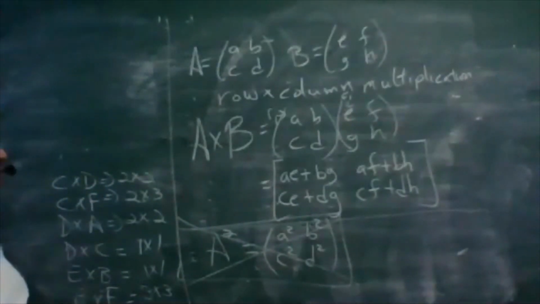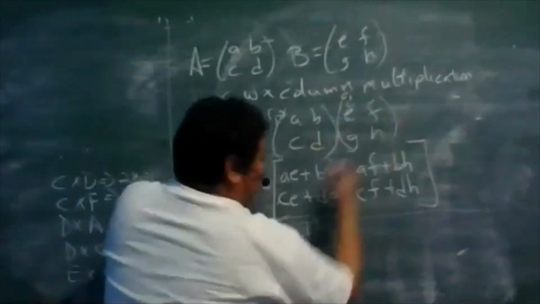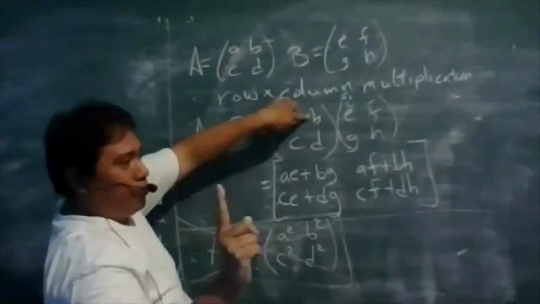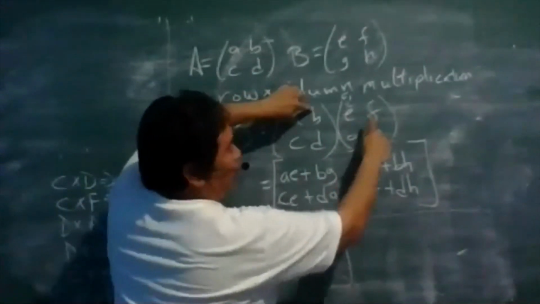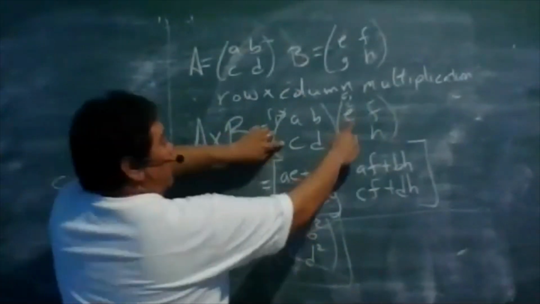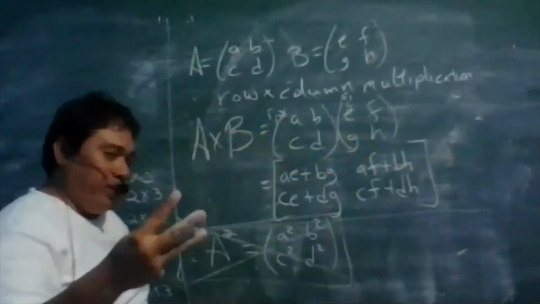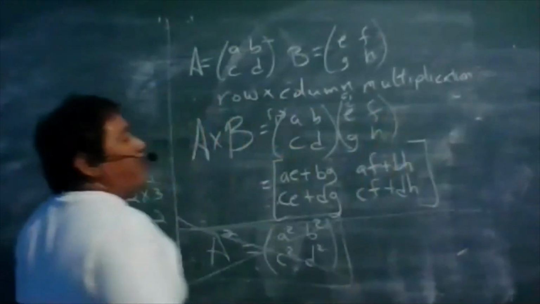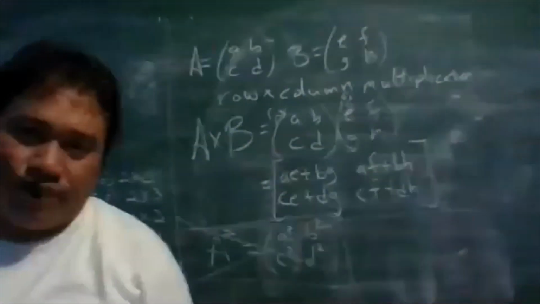So you have to multiply this way. A times E, B times G, that's one number. A times F, B times H, that's the second number. C times E, D times G, that's the third number. C times F, D times H, that's the fourth number.